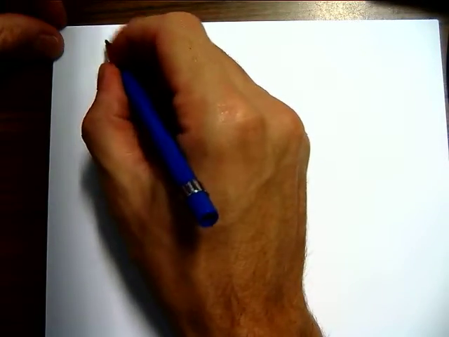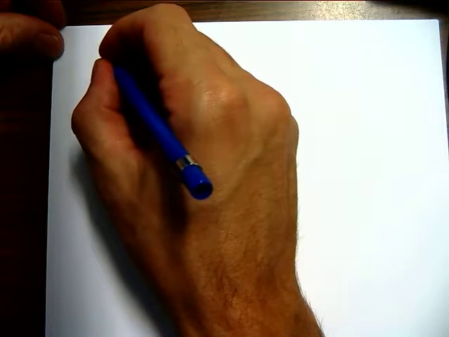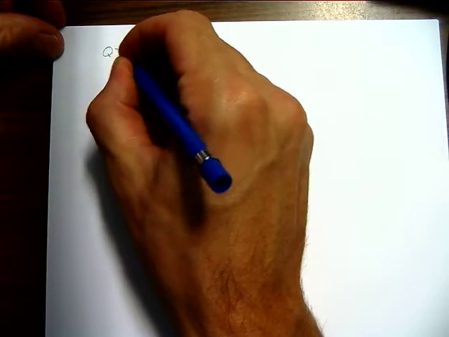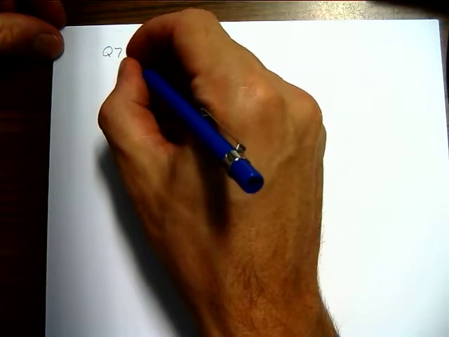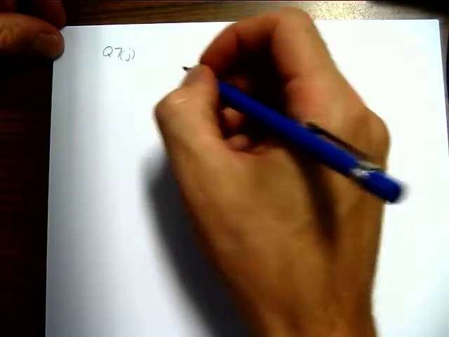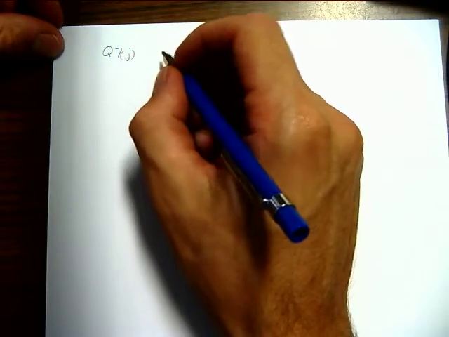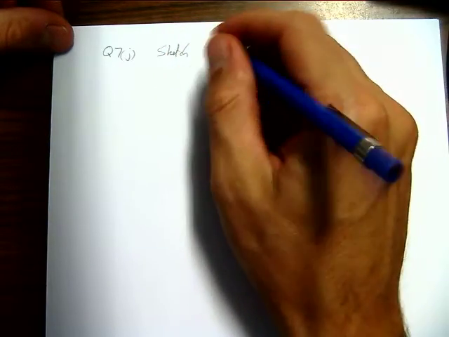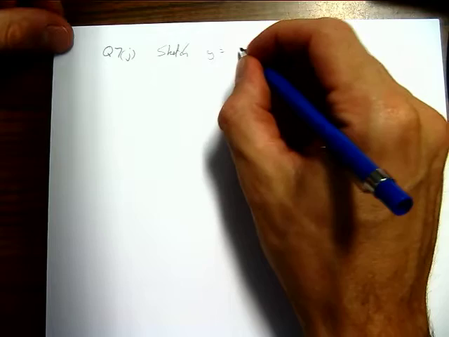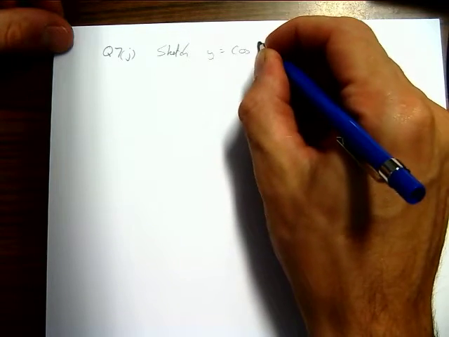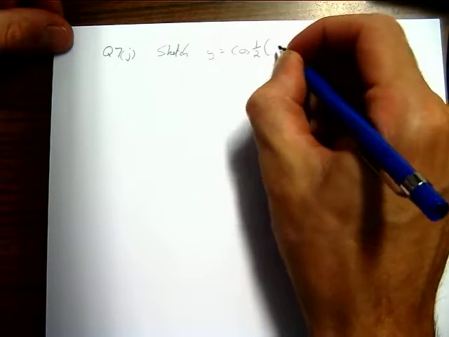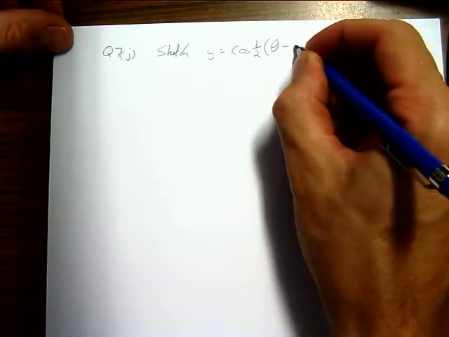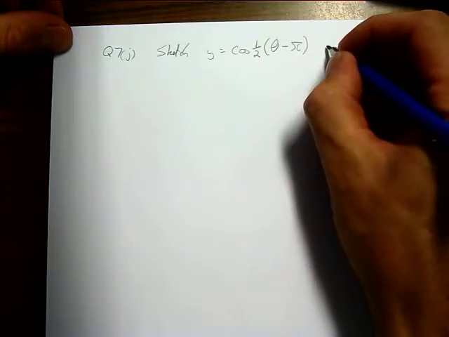Okay, let's do another example. So this one looks a little bit different. This is question 7J. We need to sketch y equals cos a half theta take pi plus 1.